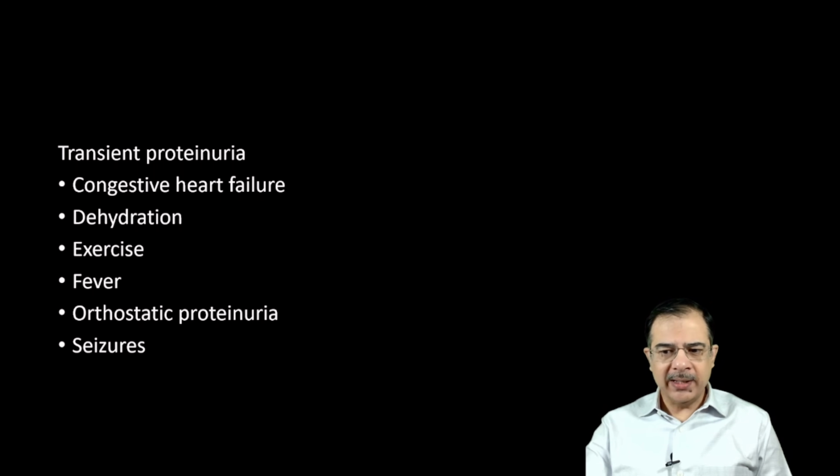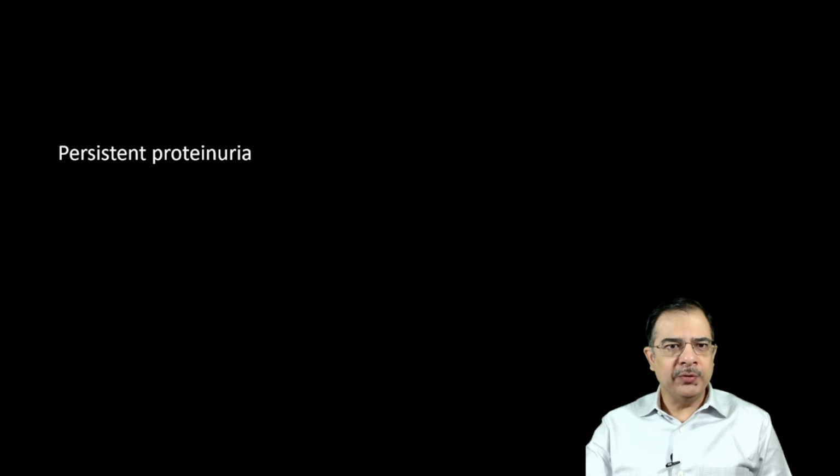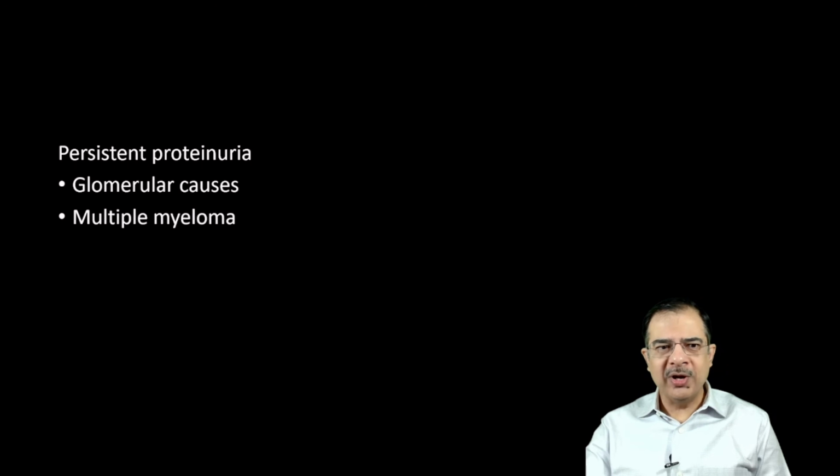Seizure activity can also elevate the proteinuria. So these are the causes of transient proteinuria. You have to repeat the sample again, and if that sample is negative, it means it is a transient proteinuria. Persistent proteinuria is usually due to a glomerular cause like glomerulonephritis or multiple myeloma.